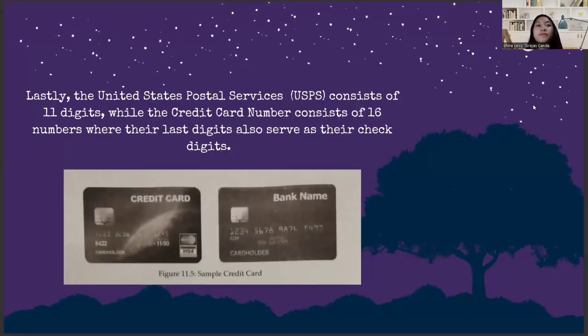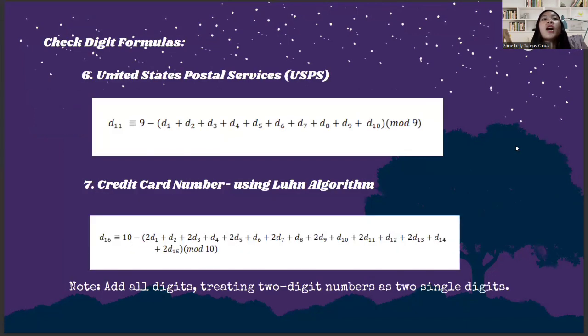Next is the United States Postal Service, or the USPS, which consists of 11 digits, while the credit card number consists of 16 numbers where their last digit also serves as their check digit. So Figure 11.5 shows an example of a credit card. Here are the formulas of USPS and the credit card.